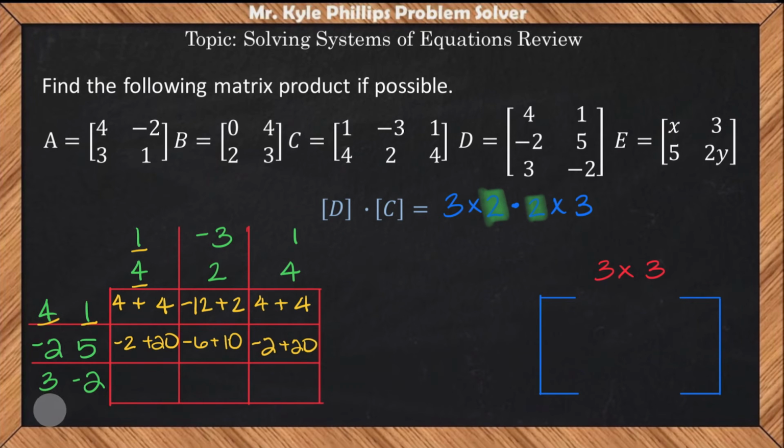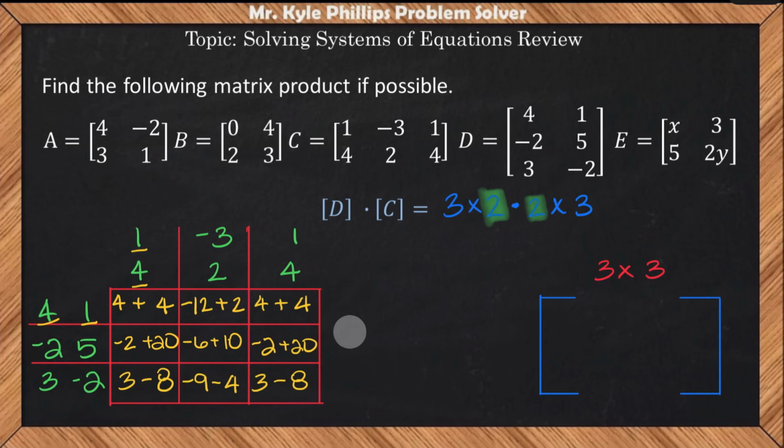Down here on the bottom, I have 3 times 1, which is going to give me 3. Negative 2 times 4 is negative 8. When I do the middle, I have 3 times negative 3. This is going to give me negative 9. Negative 2 times 2 is negative 4. 3 times 1 is 3, and negative 2 times 4 is negative 8. So the solution is going to be the answer to all of these questions here.